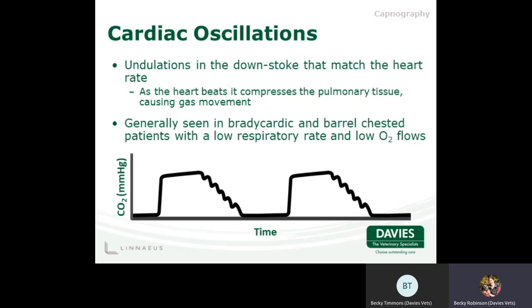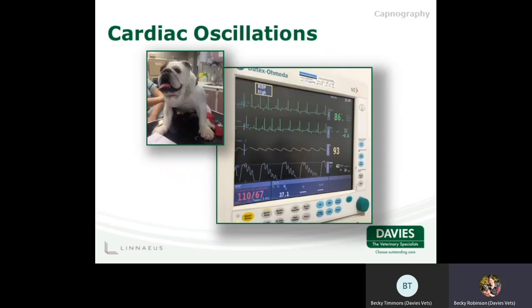We generally see this in barrel-chested patients, and particularly when they have a low respiratory rate and when we're using low oxygen flows. So we can see here the real life example and the culprit that was responsible for this trace. You can see he's quite barrel chested, and you can see we have these nice undulations on the downstroke. And as I say, this is just a variant of normal, nothing to worry about if we see this.